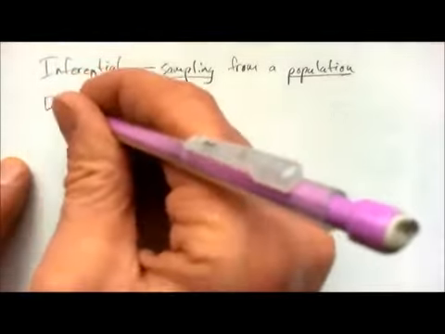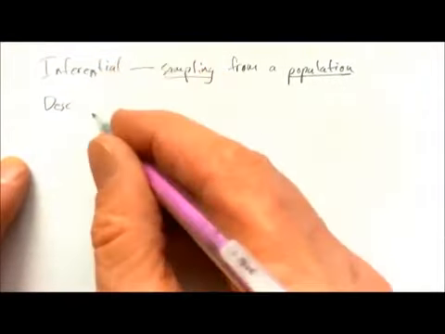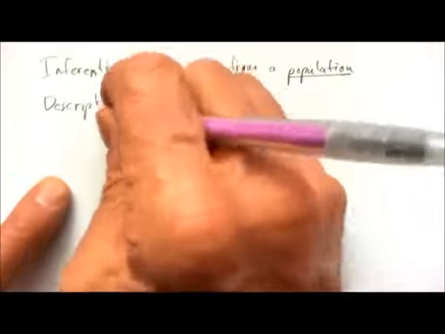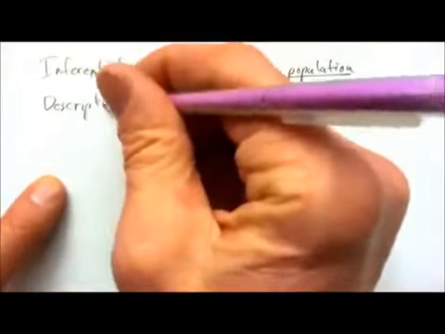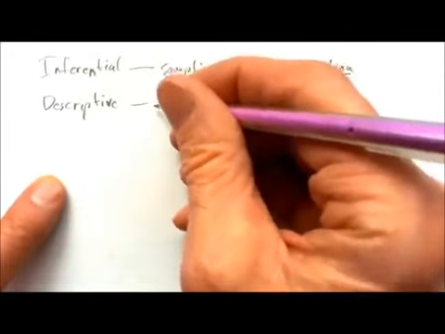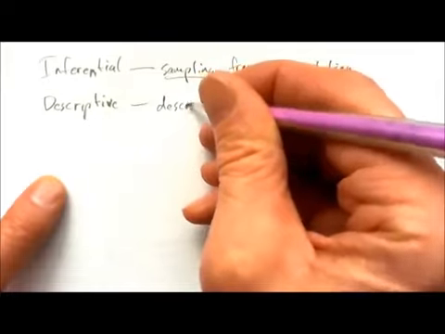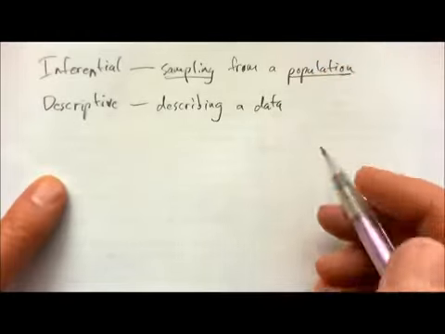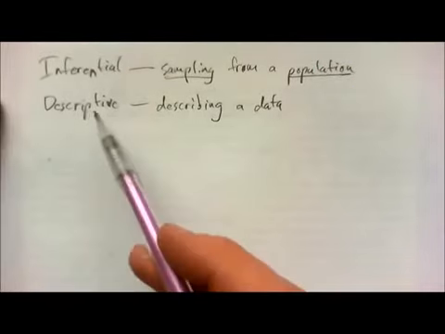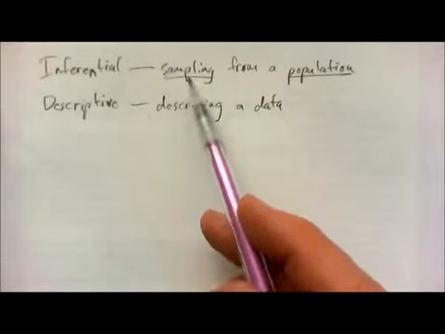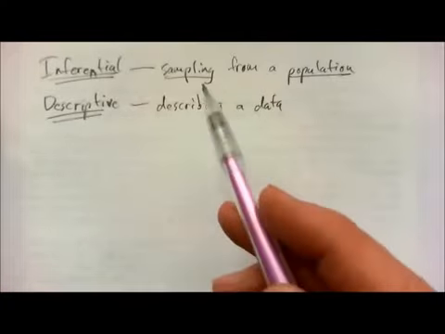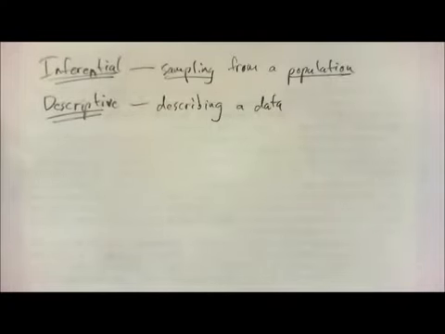And descriptive statistics are when we describe a set of data using graphs or measures. So descriptive refers to an entire set of data, describing a data set. Now, there is a little overlap here because we can do descriptive statistics for our sample. We can describe the entire sample, but then if we actually go beyond the sample and deduce something about a larger population, then in that case it's inferential statistics.